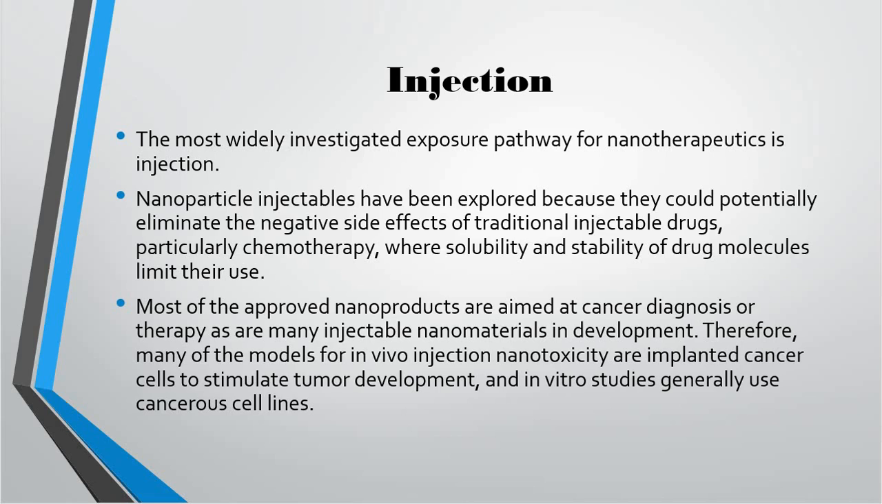Therefore, many of the models for in vivo injection nanotoxicity implant cancer cells to stimulate tumor development, and in vitro studies generally use cancerous cell lines, though it is possible to use similar cancerous cell lines as those implanted to create the in vivo tumor. Few studies take this route. Some in vitro work has examined primary culture cells from blood, such as platelets or red blood cells, to determine blood compatibility.